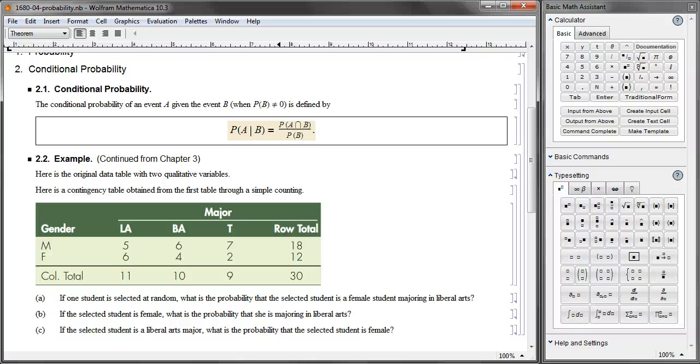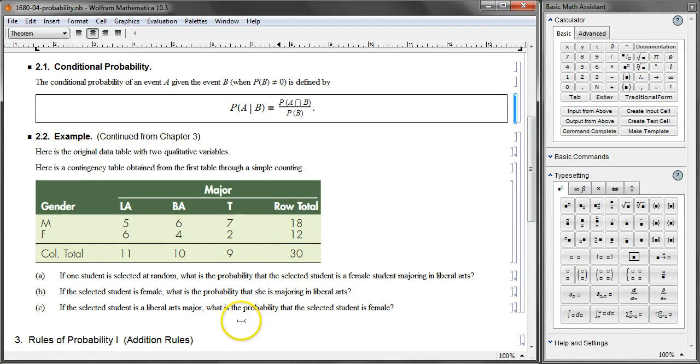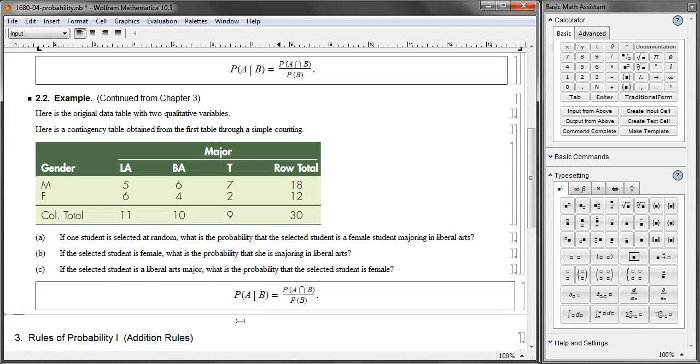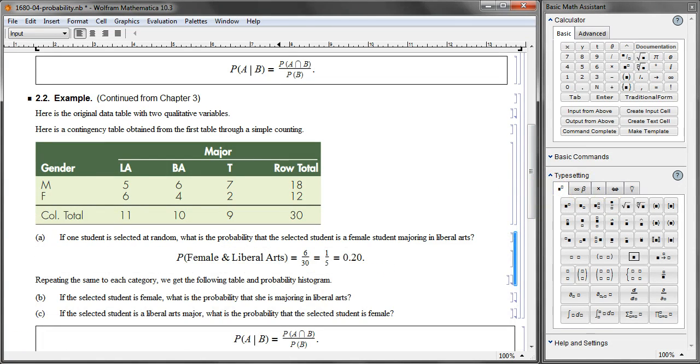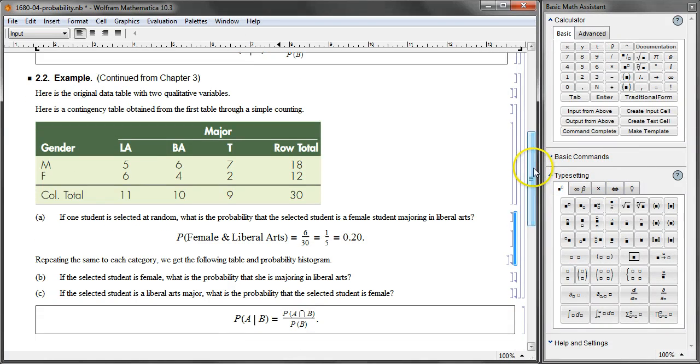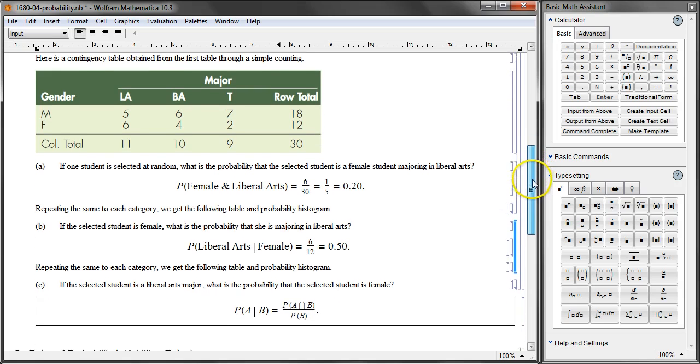So let's discuss this. Let's discuss the same thing using the same example, except that this time let us focus upon the set theoretical expression. And let me copy this down here so that I can always see this in the same viewing window. Okay, let's go back. If one student is selected at random, what is the probability that the selected student is a female student majoring in liberal arts? Here it is, female and liberal arts at the same time. So 6/30, here we go. And this is a problem we did before.